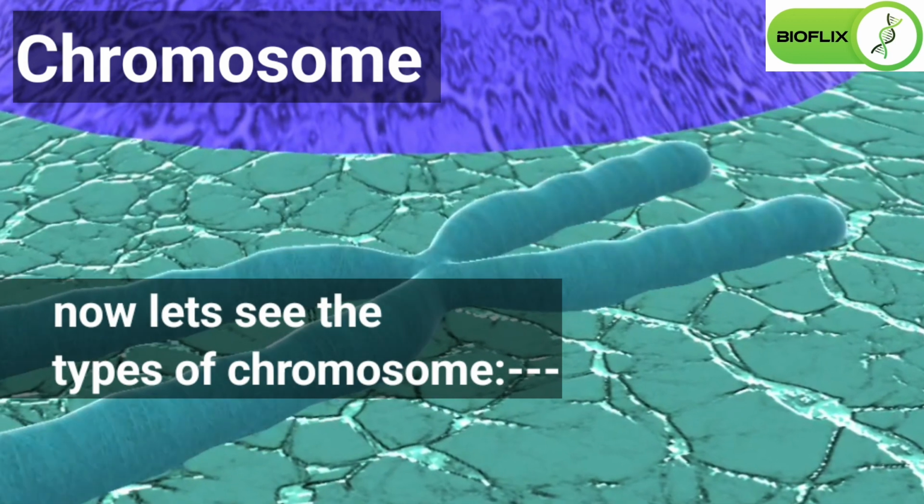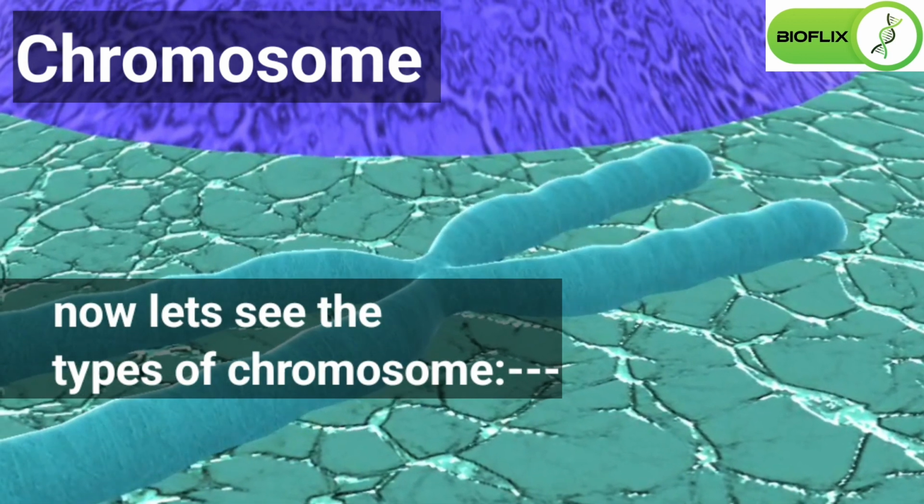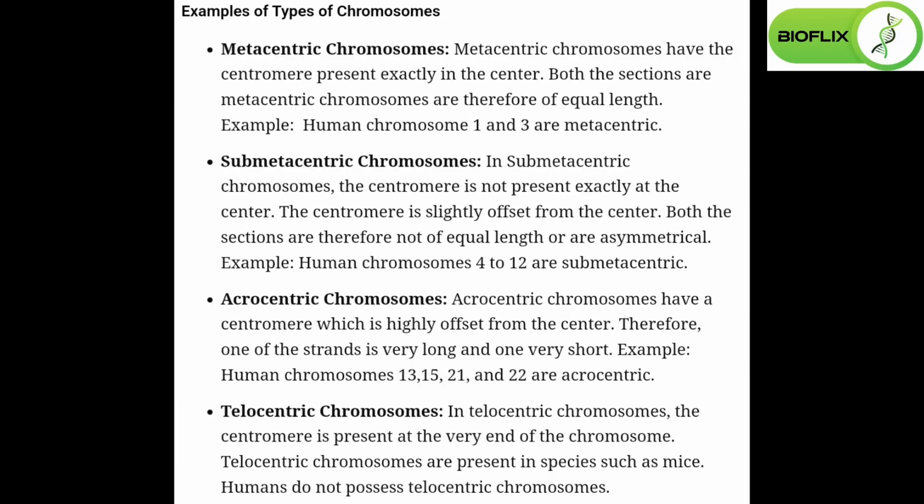Now let's see the types of chromosome. Examples of types of chromosomes. Metacentric chromosomes. Metacentric chromosomes have the centromere present exactly in the center. Both the sections of metacentric chromosomes are therefore of equal length. Example: human chromosome 1 and 3 are metacentric.